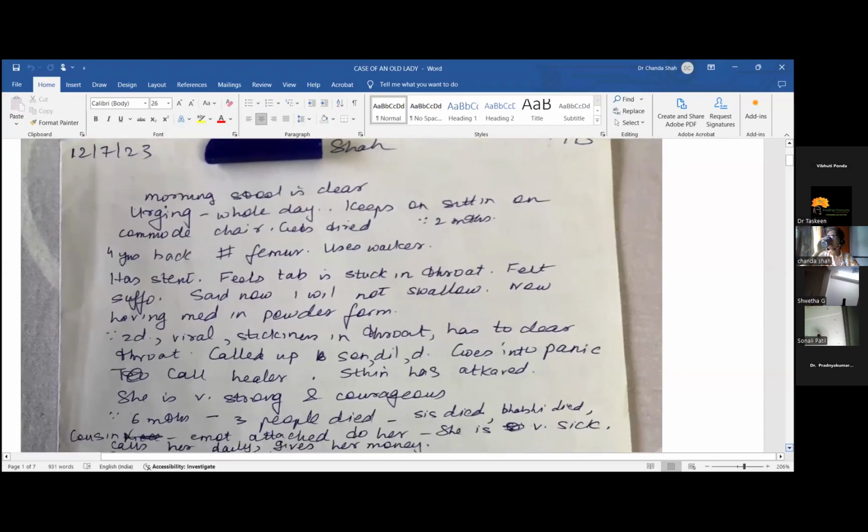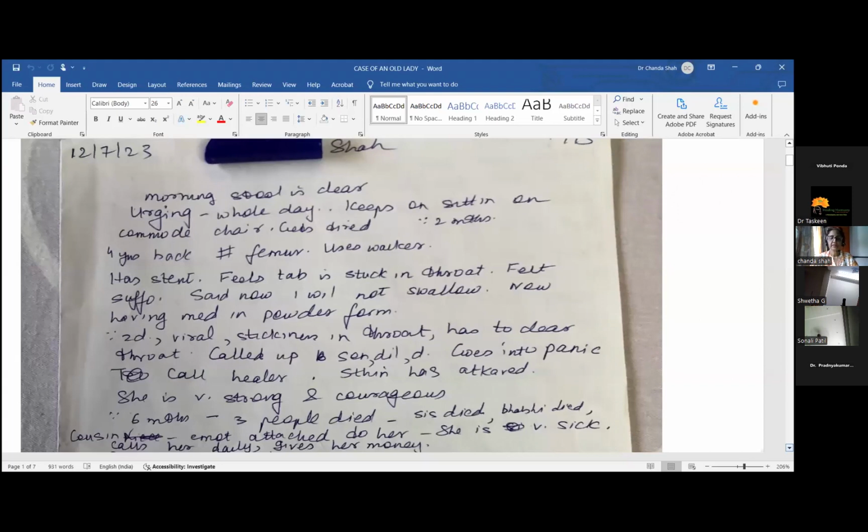Also, this lady has a stent in the heart and she feels a tablet is stuck in the throat and she feels suffocated. You see, now I won't swallow. Now you give me the medicine in powder form. Okay. Then, since 2 days, she's got viral fever. And there's a stickiness in the throat, and she has to clear the throat again, again.